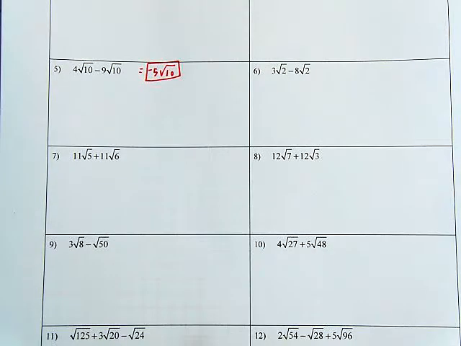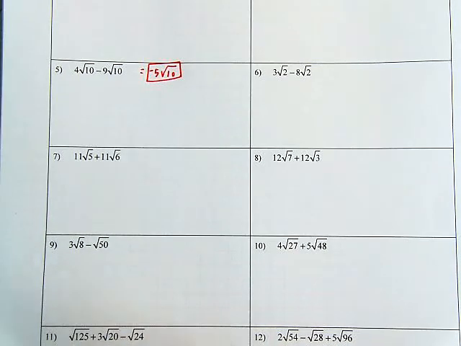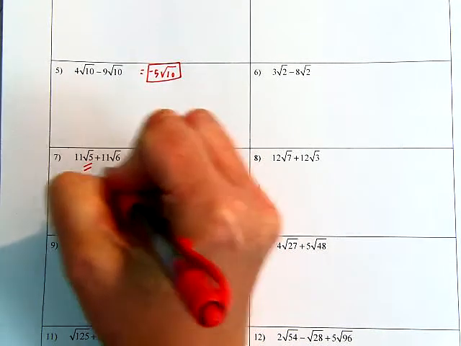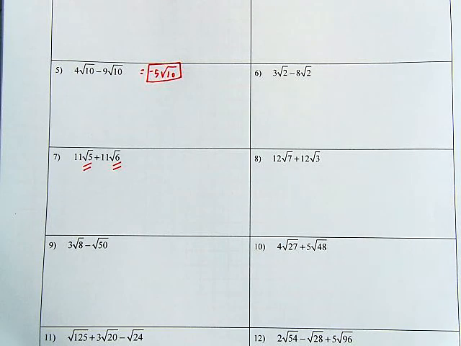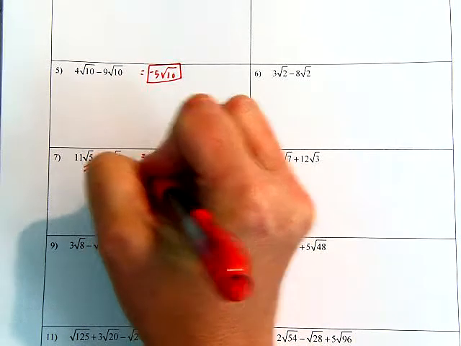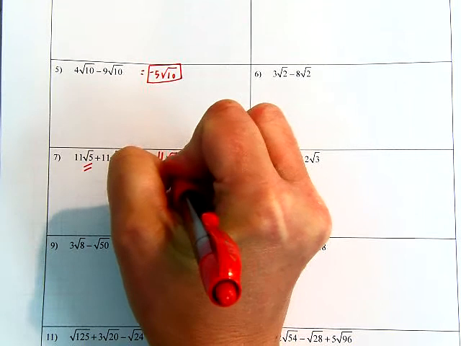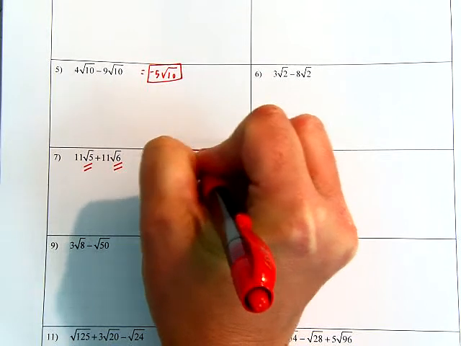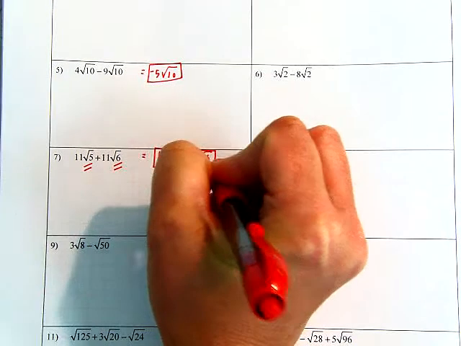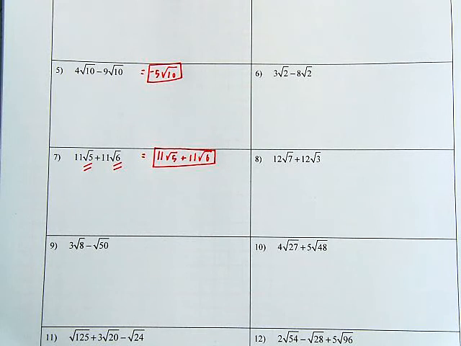Okay, and my next one, in 7, here I have 11 square root 5 plus 11 square root 6. So my issue here is I have the square root of 5 and I have the square root of 6. So the radicand 5, the radicand 6, they're not the same. So I cannot push forward. I can't simplify at all. My final answer would just be 11 square root 5 plus 11 square root 6. So here I could not push forward. There's nothing I could do to consolidate because they had different radicands.